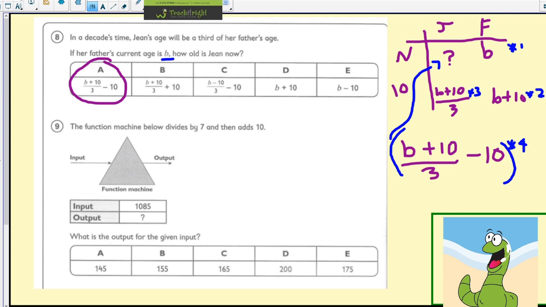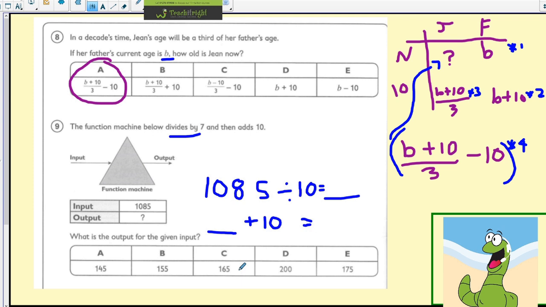Right, number 9. The function machine below divides by 7, then adds 10. What is the output for the given input? So we put in 1085, and it's told us it divides by 7, and whatever that answer is, that answer will have 10 added to it. Okay, let's get to it.